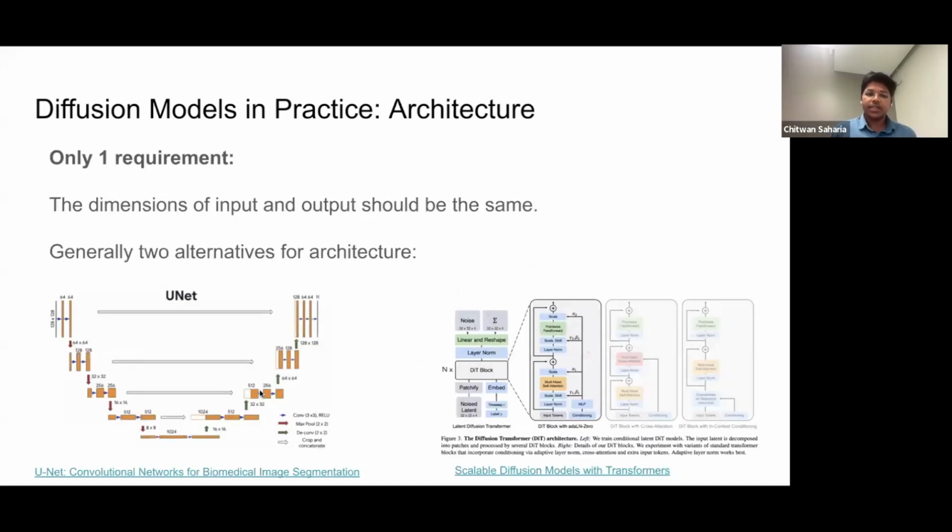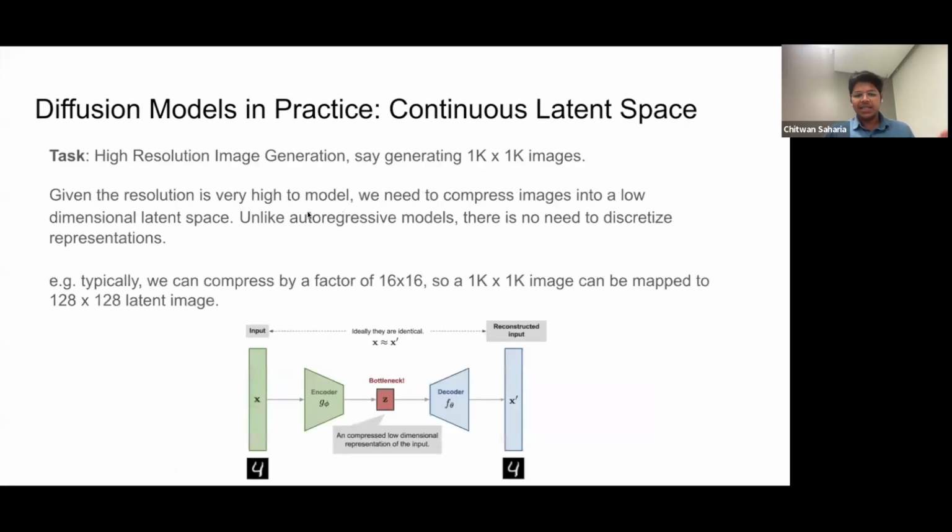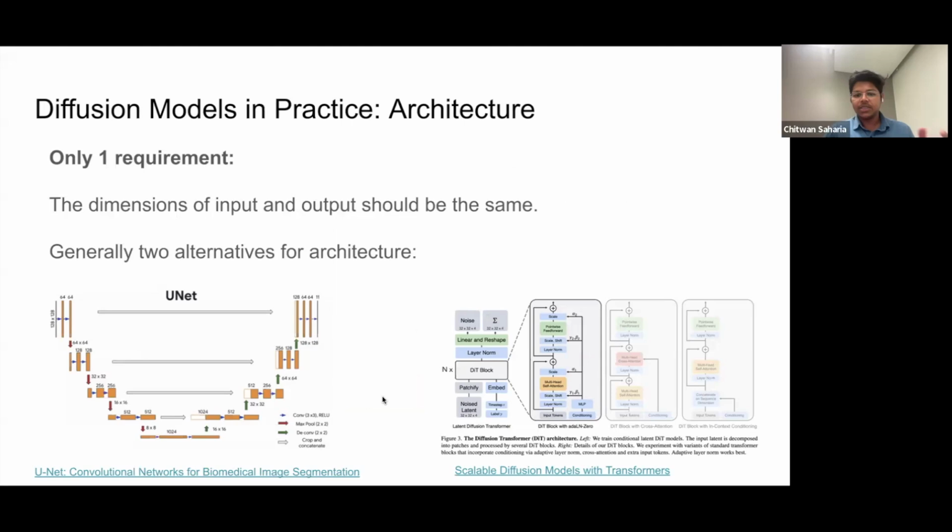Architecture-wise, there are two main architectures that we use for diffusion models: the U-Net architecture and the diffusion transformer architecture. Most of the time now, I think most people use the diffusion transformer, which is basically taking these latents and feeding them as tokens, with some patching, to the transformer, running the transformer and getting the output.